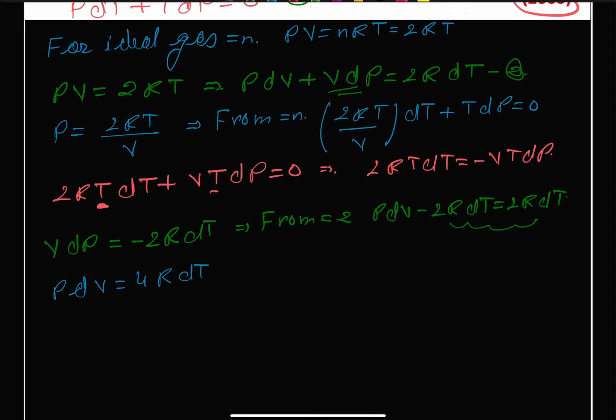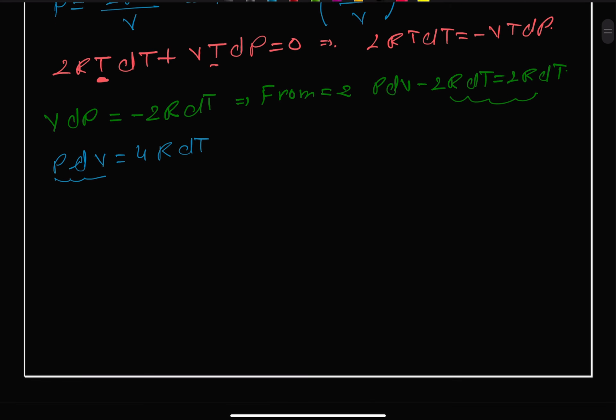Okay, now we can easily find out our work done in the process, because work done is basically our P dV. Okay. So let us solve for our part A.